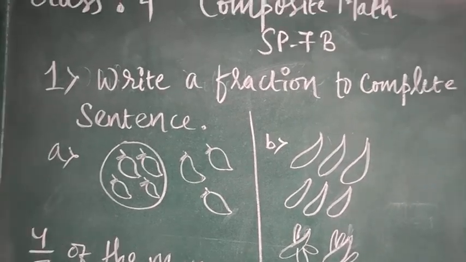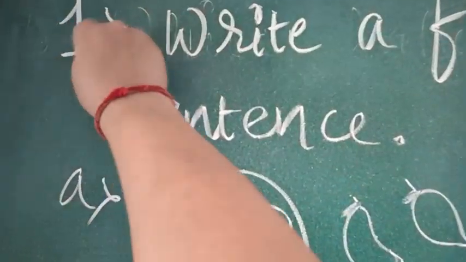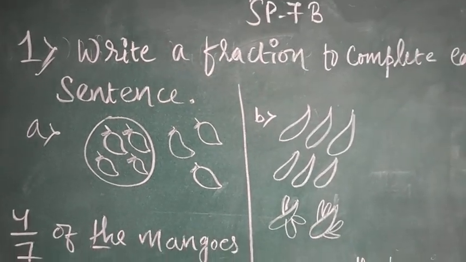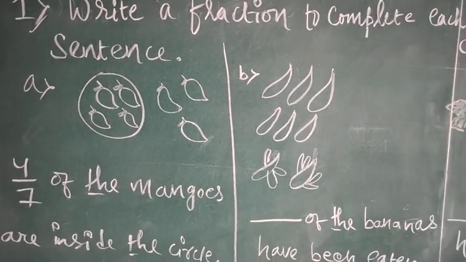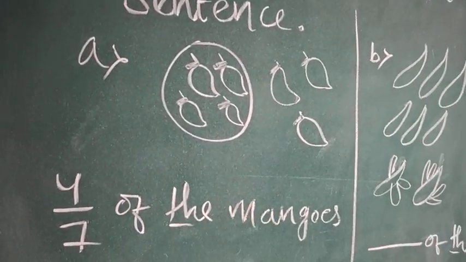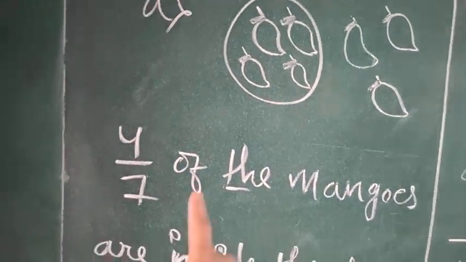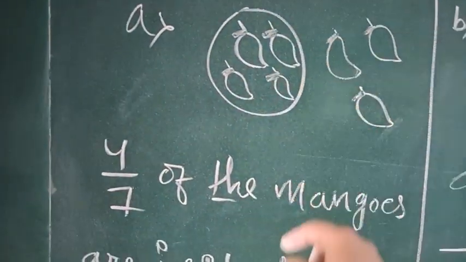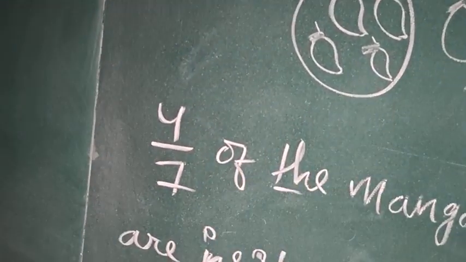Okay children, proceeding with self-practice 7B. The first question we have here is: write a fraction to complete each sentence. In your book you can see that a diagram, a figure, is made, in which the first question is solved for you. That is, inside the circle, how many mangoes are there. It is also written over here, similar to the book.